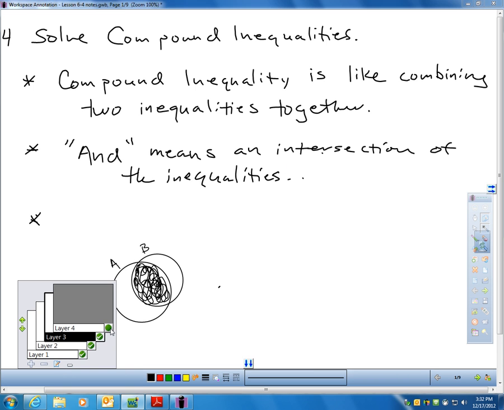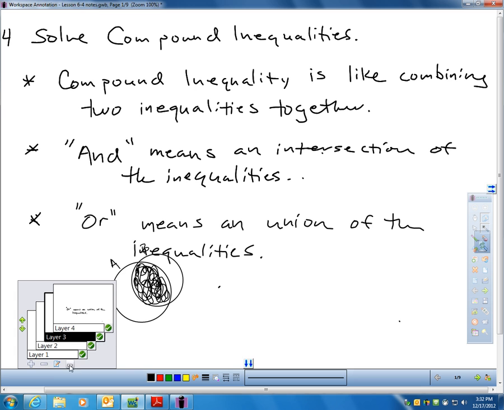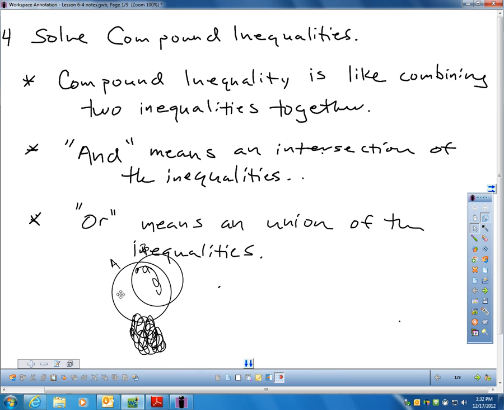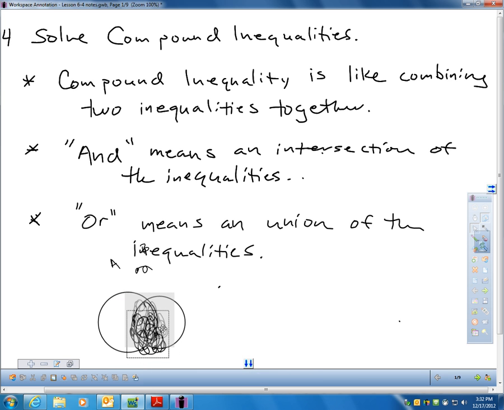Where the term "or" refers to a union of the inequalities. Let me try to move this out of the way if I can. There we go. Okay, oops. Got some scribbling here. A union of the inequalities is "or." Let me get these out of here. There we go. Just wanted to get those out of there.